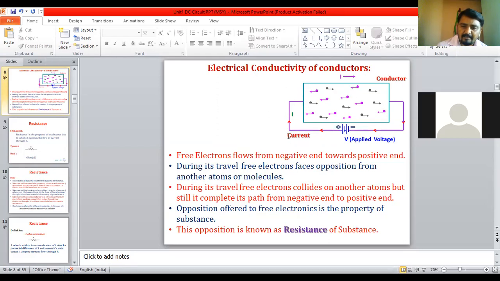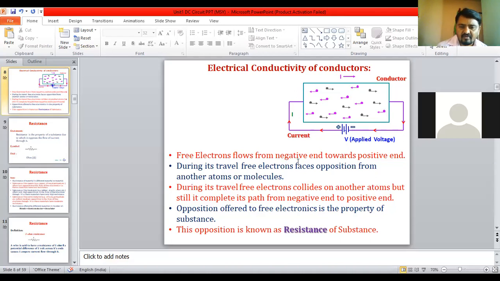But while creating the path to flow the current, the free electrons will oppose each other. Electrons' opposition will occur. That opposition we are going to call resistance here now. That one I will read here.